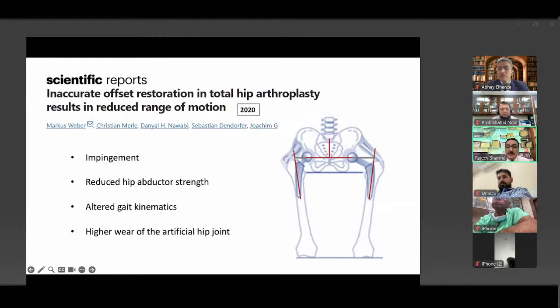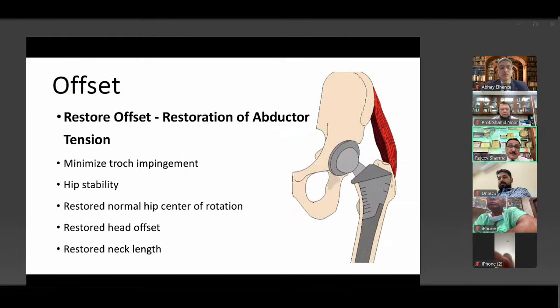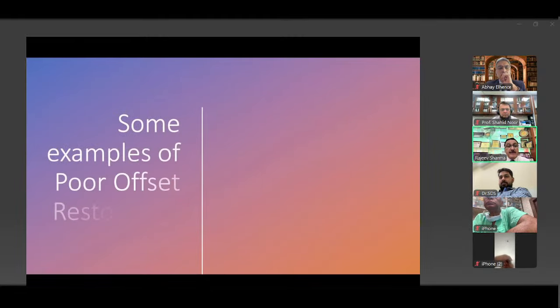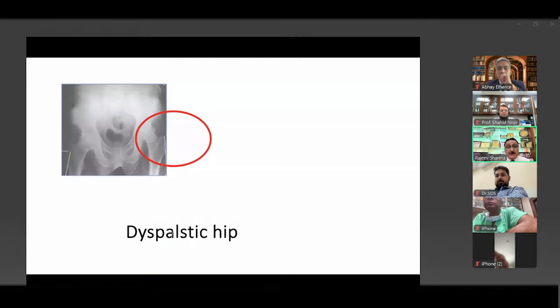So such a patient will have a problem when he walks. The hip, even if it does not dislocate, the abductor mechanism weakness will cause him a lot of limp for a very long time. Restoration of the offset is very, very important, as we just discussed. Some examples of the poor offset restoration, my own patients.